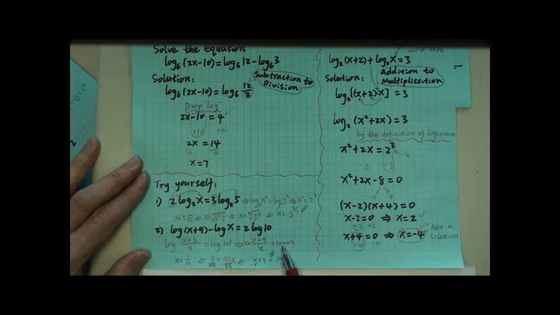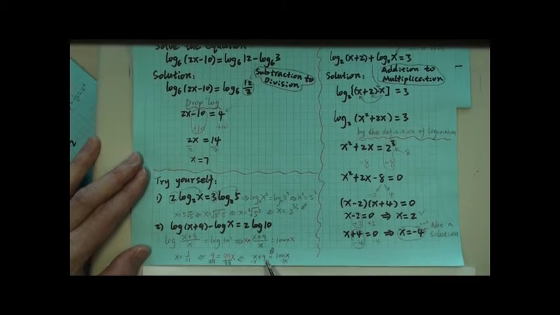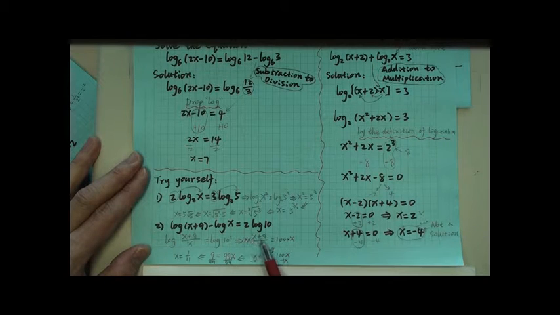10 squared is 100. We don't like x on the denominator, so multiply by x on both sides. Cancel this x. Okay, so you have x plus 9 on the left. This x and this x are cancelled. And then right hand side we have 100x.